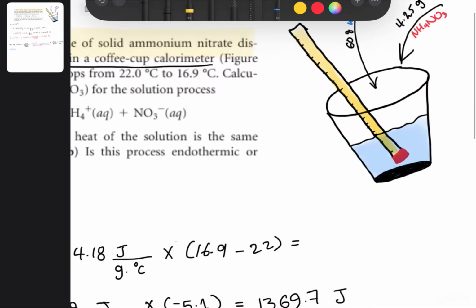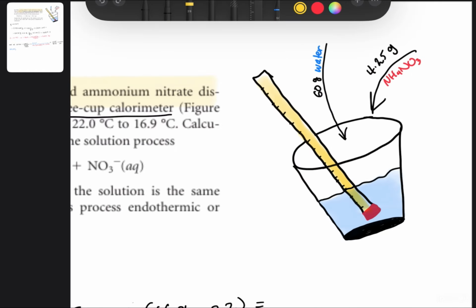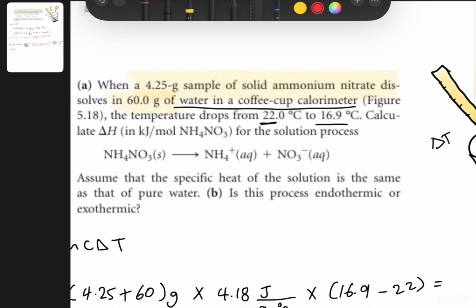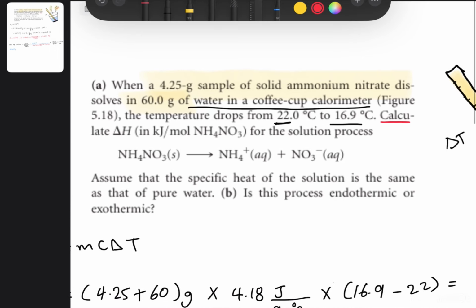Okay, so we can look at this figure. We have an amount of ammonium nitrate that dissolved in 60 gram of water, and as a result of this process, a change in temperature occurs, and we can notice the drop in temperature from 22 degrees Celsius to 16.9 degrees Celsius. The question is asking me to calculate the delta H in kilojoule per mole. Just keep in mind the kilojoule per mole for this solution.